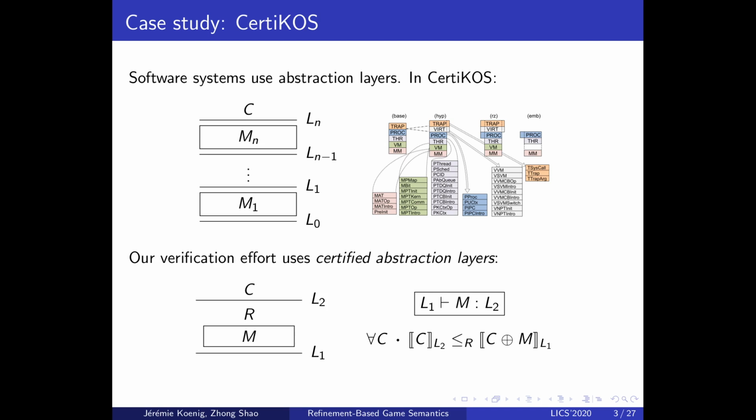Here I've shown the structure of a single certified abstraction layer. The underlay interface L1 describes and specifies the functionality provided by the layer below, and the overlay interface L2 describes the functionality that we want to implement. By verifying that the layer code M correctly implements L2 in terms of L1, we're able to derive the contextual refinement property that I've shown on the right.